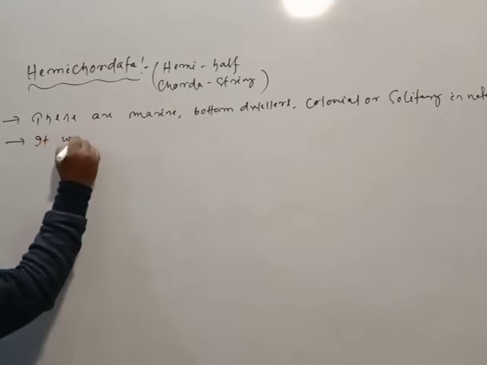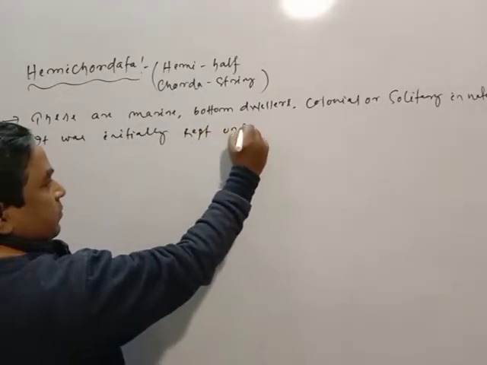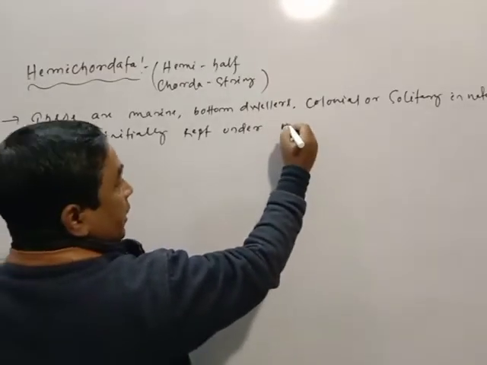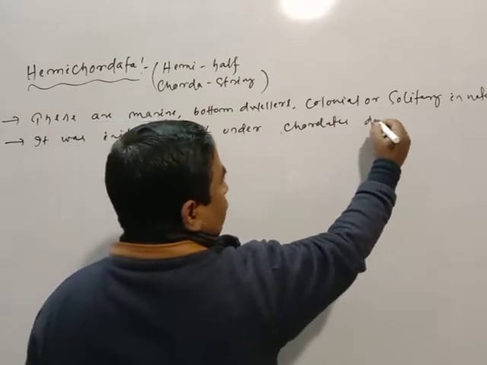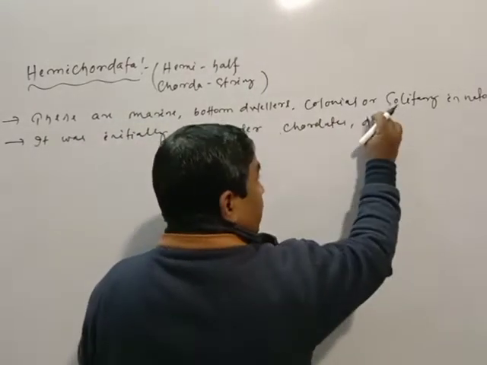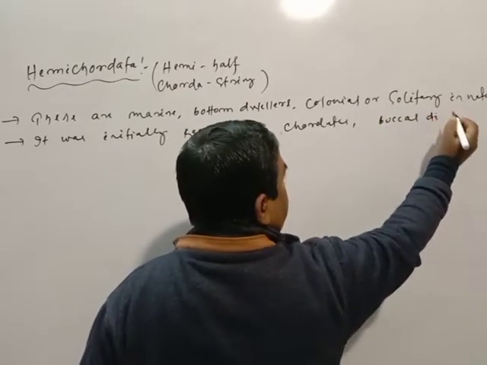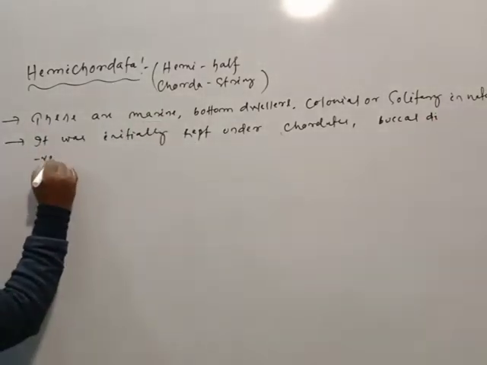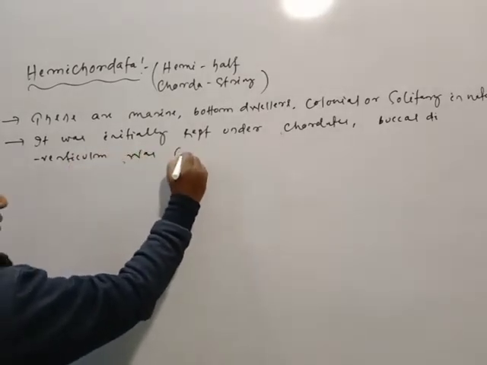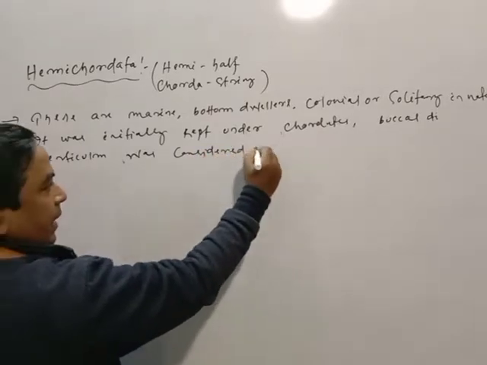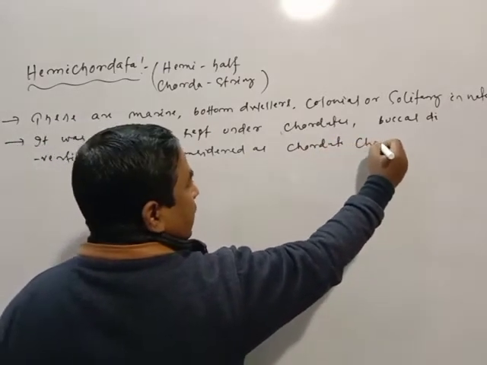It was initially kept under chordates because the buccal diverticulum was considered a chordate character.